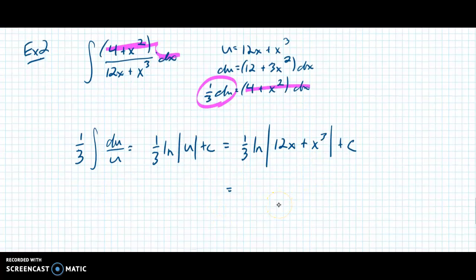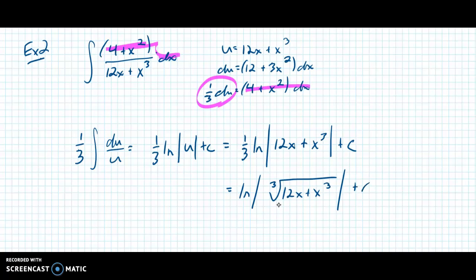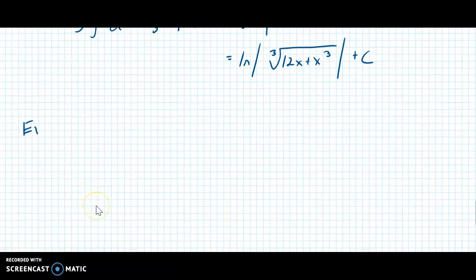If this was a multiple choice question on the AP test, I would want to be ready to answer either one, but this gives me ln absolute value. What would a third power be? It'd actually be a cubed root of 12x plus x cubed in absolute value plus a constant. So you should be ready to see either one of those on an AP test if it was a multiple choice question. Let's do another example.